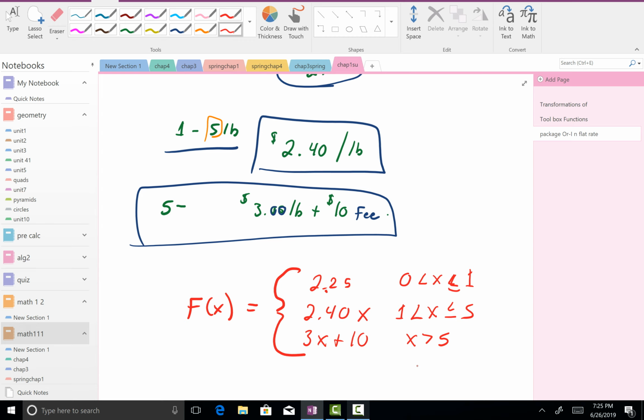And then I have a colon. I need 2.4x, sweet. One last one, x greater than 5, such that, and then I put the function in, 3x plus 10. Okay, so there it is.